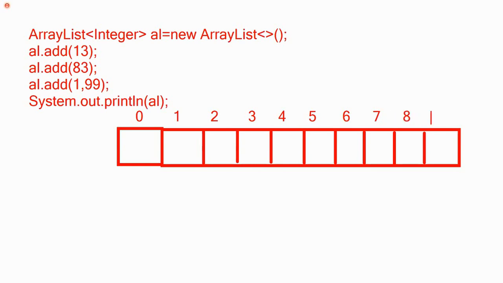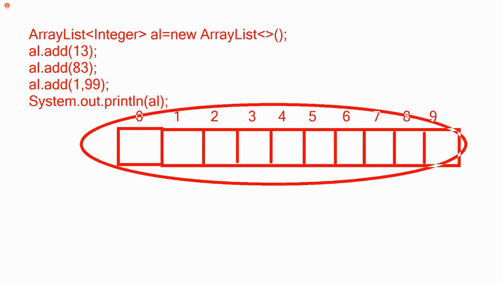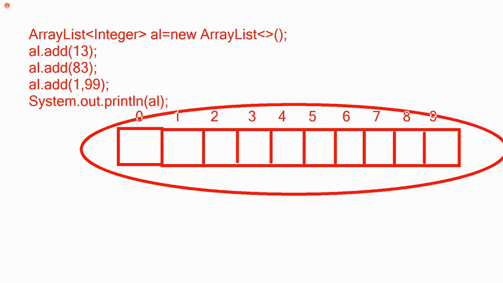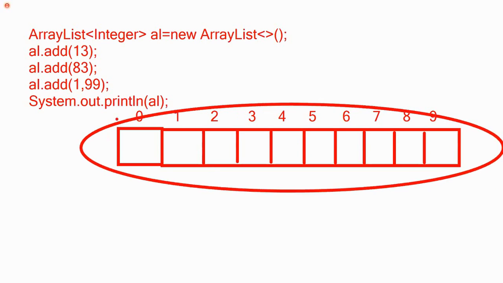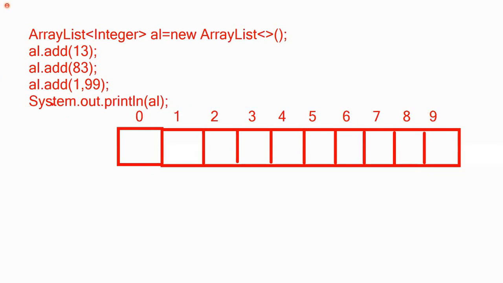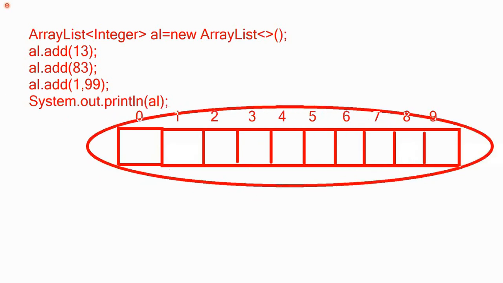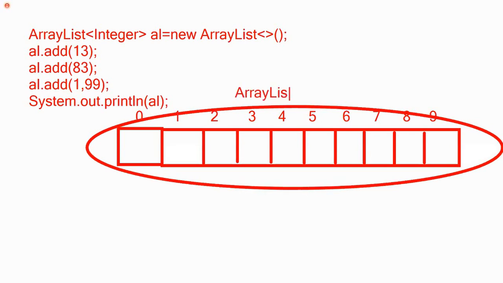8, 9. This is one ArrayList object. This object is referred by AL. AL dot add 13. Where is 13 added? At the 0 place. Then 83 at 1.